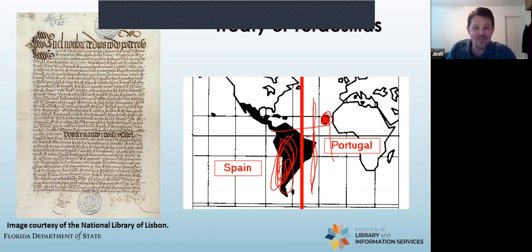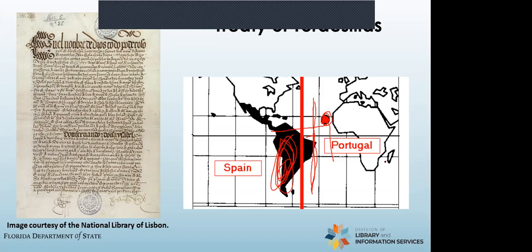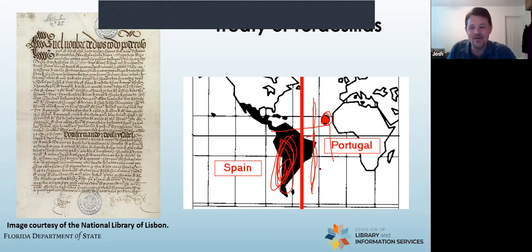Fun fact, that's why in Brazil, surrounded by Spanish-speaking countries, the official language is Portuguese, not Spanish, because the bulk of Brazil, certainly all of it that's on the Atlantic coast, is actually in Portuguese territory according to the Treaty of Tordesillas.